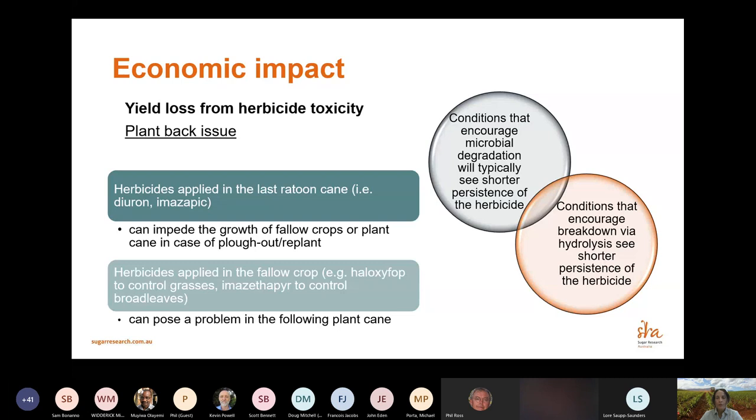There are conditions that encourage microbial degradation. Microbial degradation shortens the persistence of the herbicides. So in general, it's conditions like warm soil, a lot of oxygen, neutral pH, high temperature, presence of nutrients, presence of organic matter. Also, conditions that encourage breakdown via hydrolysis shorten the persistence of herbicides. In that case, we can think of, again, oxygen, temperature, pH.